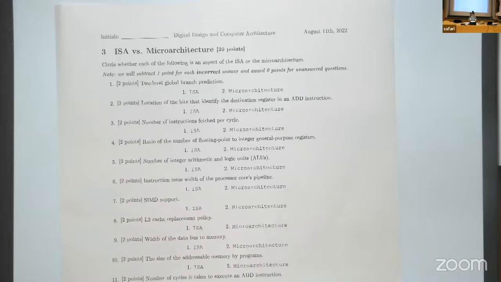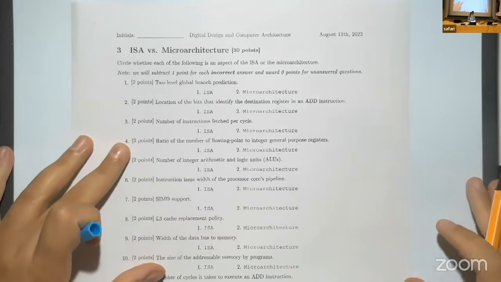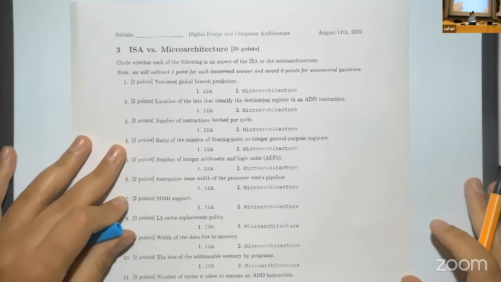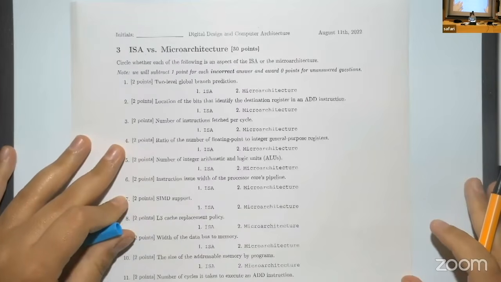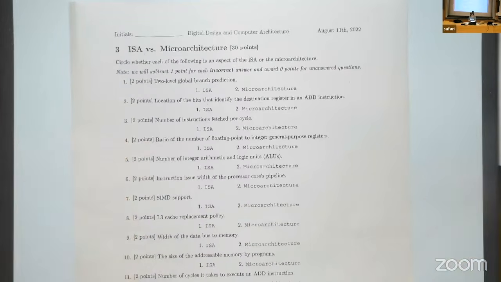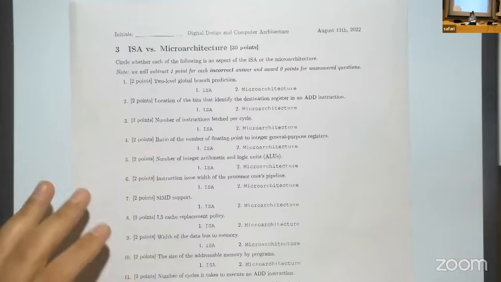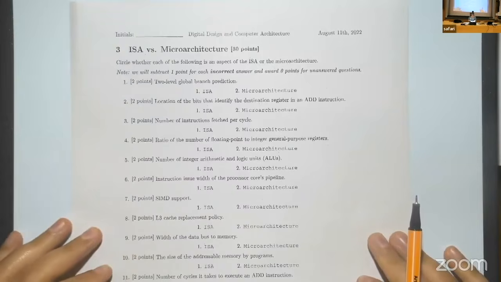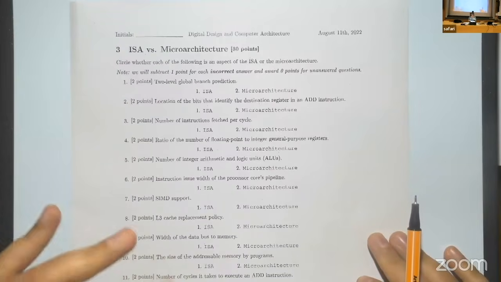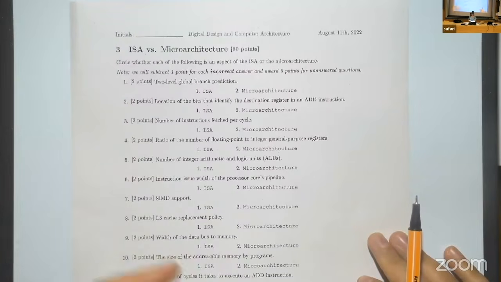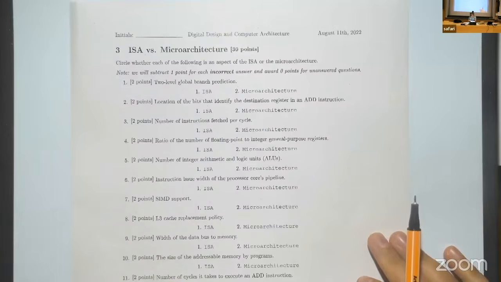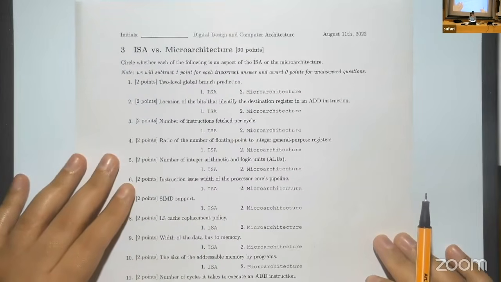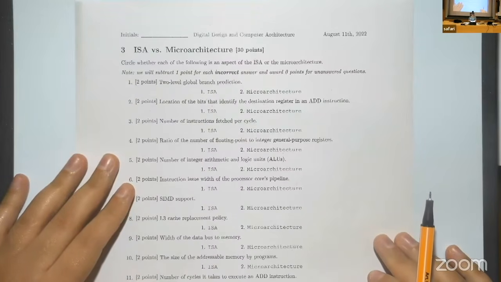This is a relatively very simple question. ISA vs microarchitecture: circle whether each of the following is an aspect of the ISA or the microarchitecture. So generally, ISA refers to the interface between the underlying hardware and what the software sees, or what the programmer has access to. And microarchitecture is how the underlying hardware is actually implemented and is working.